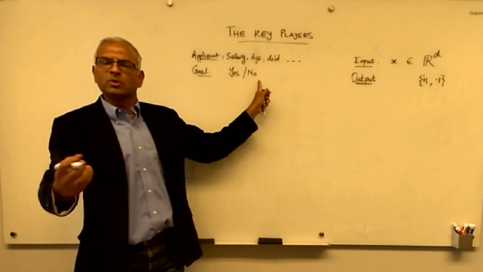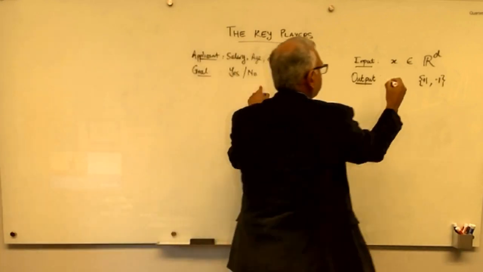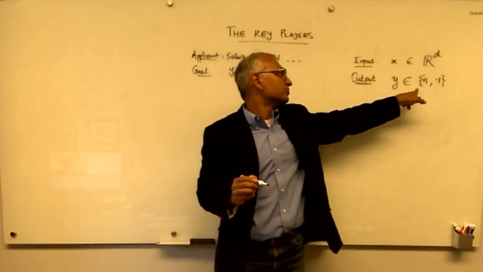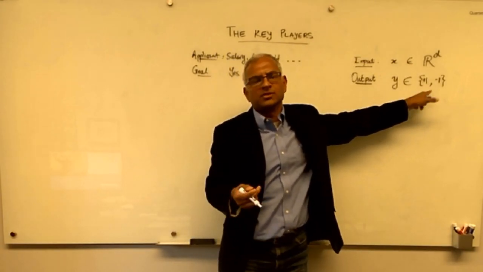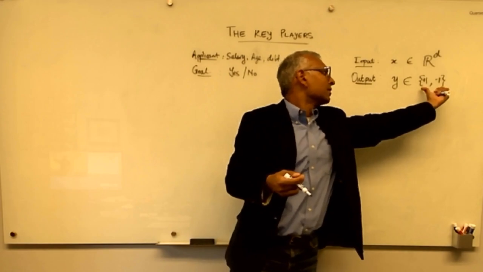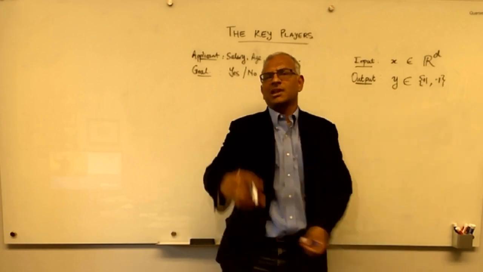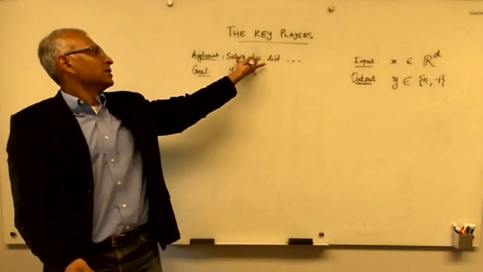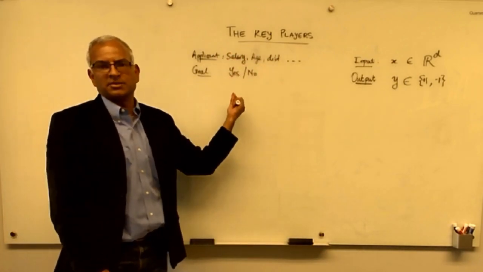And this output we will generically call y. So in this case, the output belongs to a finite set, plus or minus one. This is called a classification output, because you're classifying the input vector X, i.e. you're classifying the applicant into one of two categories, yes or no.